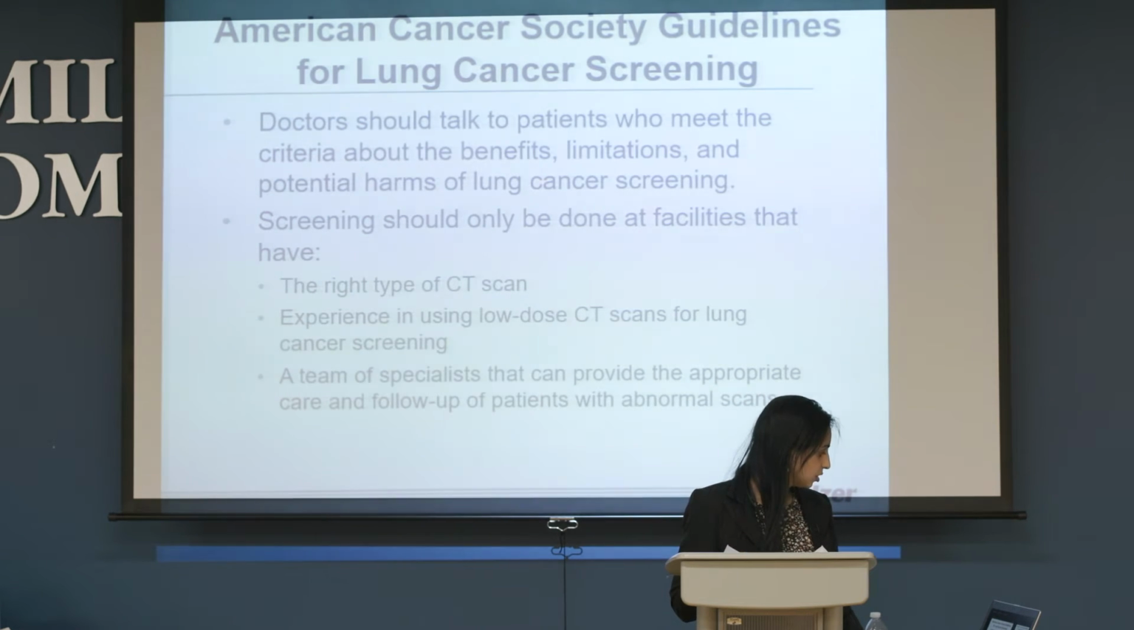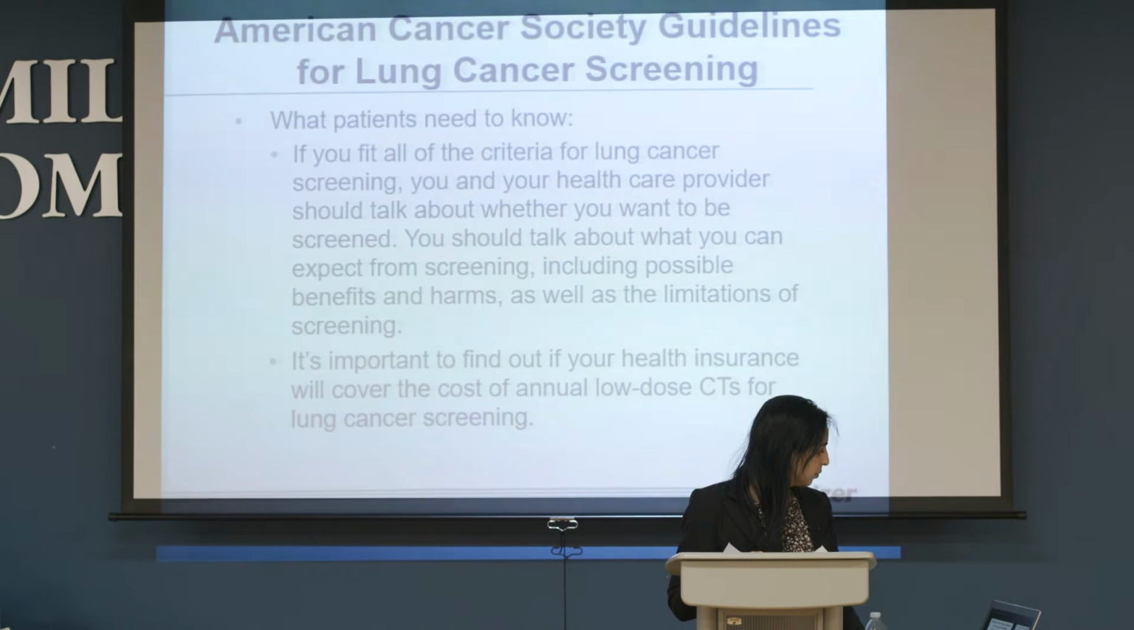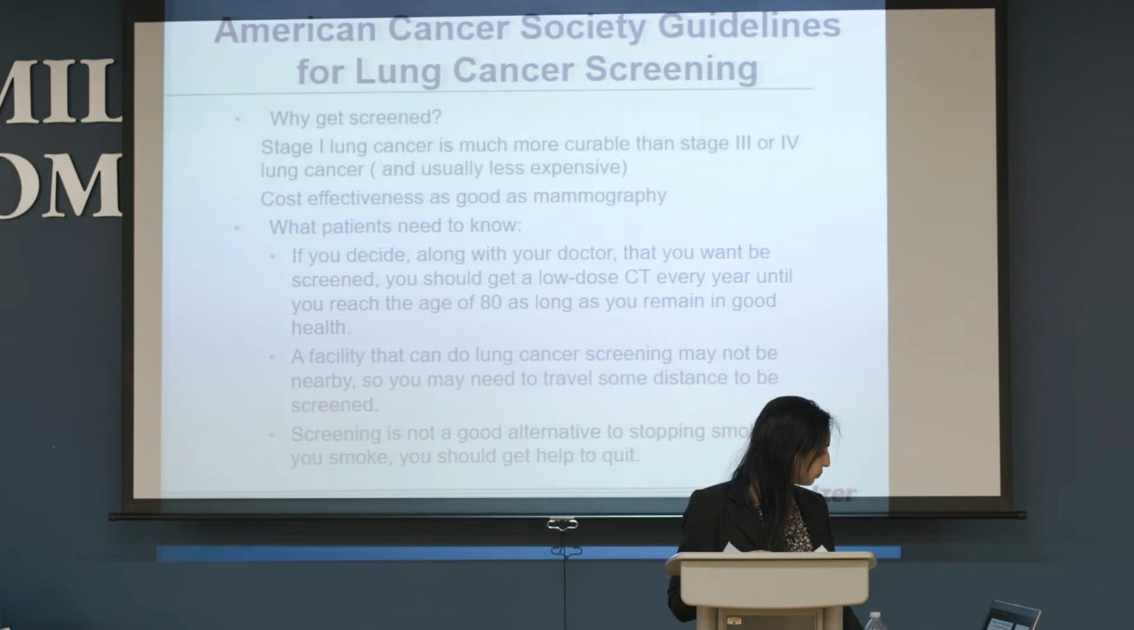The low-dose CT screening does have to be done in a special facility, so Holzer does have that. It has to be a special type of scan. It's called a low-dose scan, and we have to have the right type of radiologist to be able to read those scans, so we do have that here, which is great. So what patients need to know is that if you fit all the criteria, you can talk to your healthcare provider about this. It's important to find out if your health insurance will cover it, and I talked about that. We could probably help with that as well.